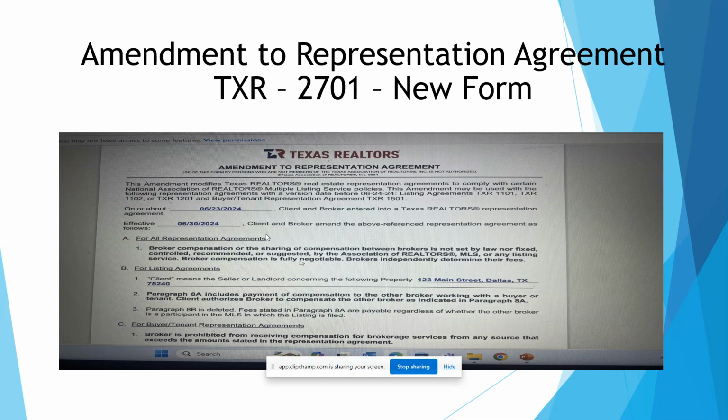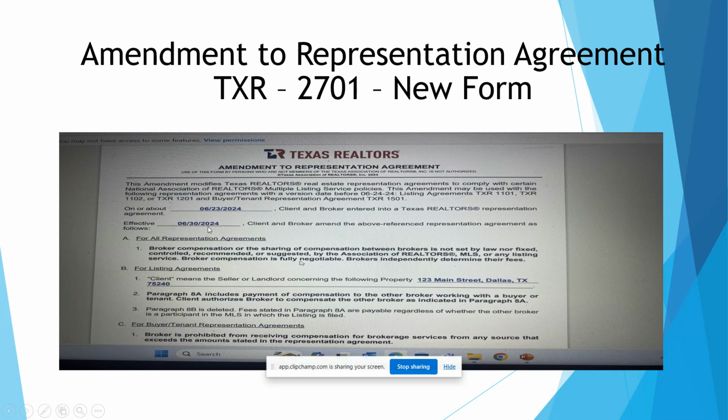But if you don't think you're going to hit the August 17th deadline, you need to go to your buyer or seller and present this TXR 2701. It's a one-page document. You can go right now to them if you'd like to, if you say, I just want to get it done. And that's fine, because it'll give you time to explain what's going on due to the NAR lawsuit. So in this example here, it says on or about June 23rd, the client and the broker entered a Texas Realtors rep agreement. Doesn't say buyer or seller at this time, it's just saying the client.